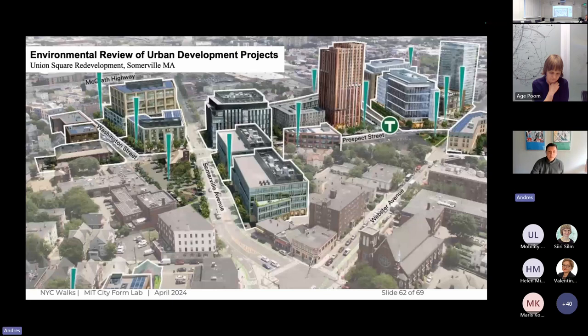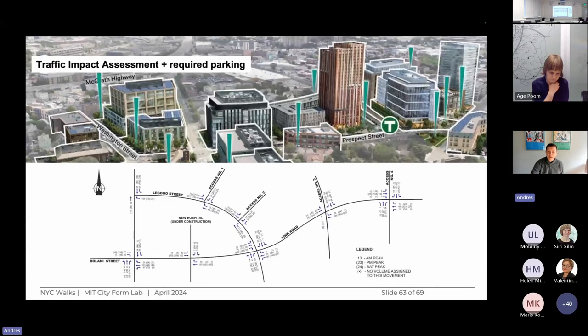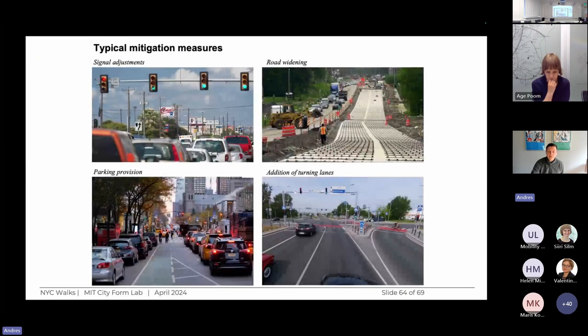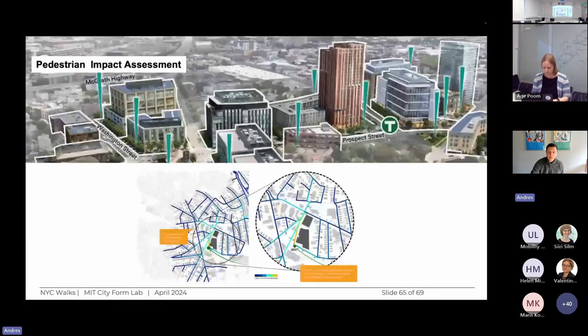In most industrialized nations, when you do large-scale developments, developers will have to do what's called environmental review, and an important aspect of that is traffic impact assessment. So they will effectively have to study how the proposed new development will change vehicular traffic on the streets around it. And the law requires that if the estimated traffic impacts exceed what is called the level of service of these roadways, then the developer will have to pay for adjustments or mitigation measures, such as pay for new turning lanes, pay for road widening in front of their projects, pay for signal readjustments, new parking provisions, and so forth.